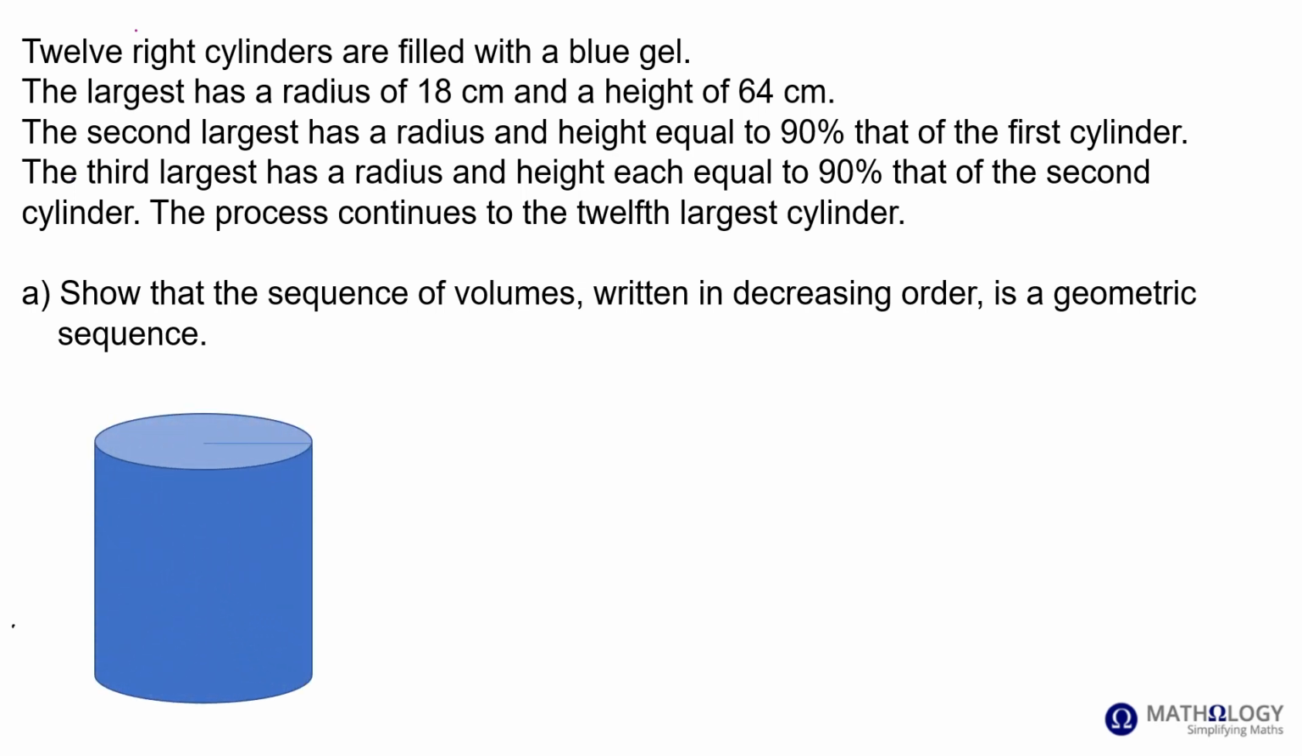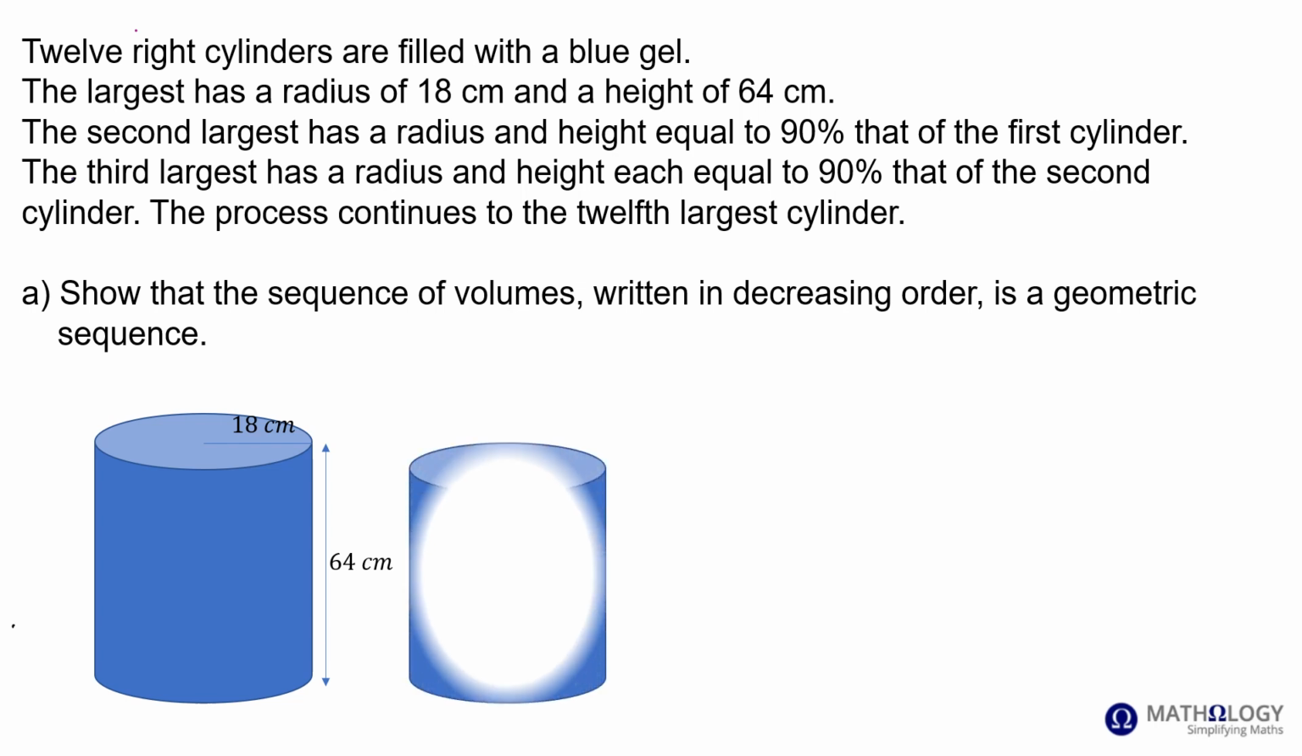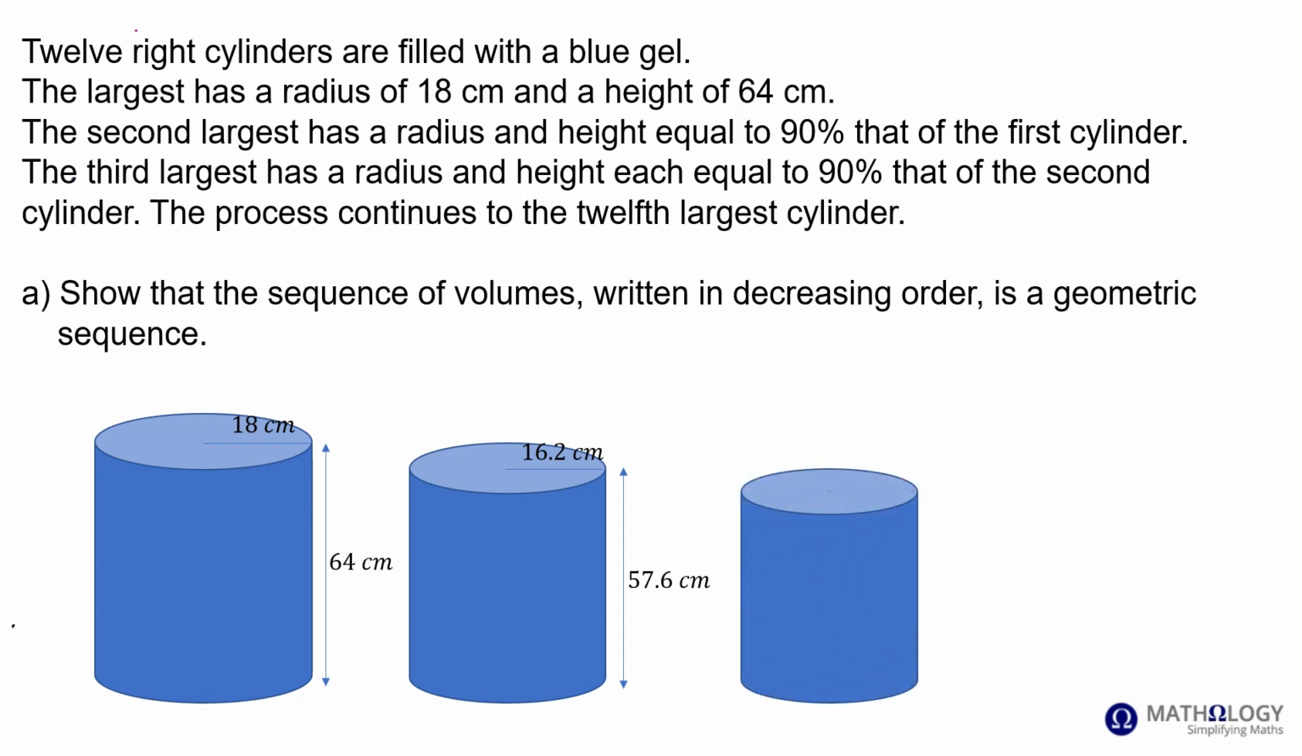The radius and height of the first cylinder is 18 centimeters and 64 centimeters respectively. Each successive cylinder has a radius and height that is 90% of those of the previous cylinder. The radius of the second cylinder is therefore 16.2 centimeters, and the height is 57.6 centimeters. The radius and height of the third cylinder is then 14.58 centimeters and 51.84 centimeters respectively.